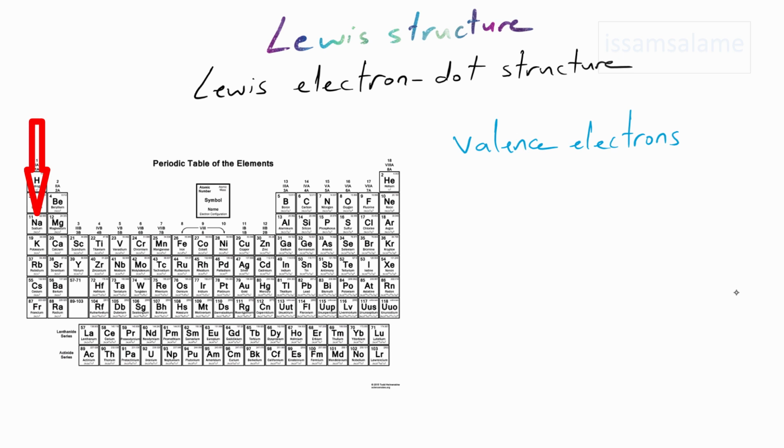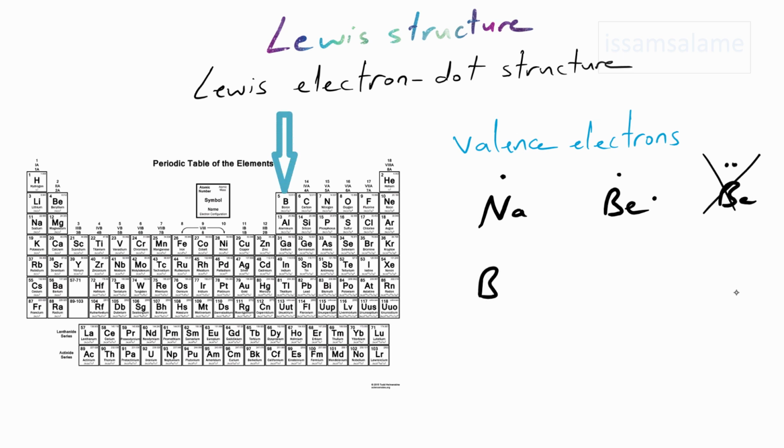For example, since sodium belongs to group 1, its Lewis structure is going to be like this. Beryllium belongs to group 2, its Lewis structure is going to be like this. And as you noticed, we don't begin to pair electrons on one side until all four sides have one dot. So the Lewis structure for boron, which belongs to group 13, is going to be like this. And carbon in group 14 is going to be like this, with one dot on each side. And after having one dot on each side, we can start pairing electrons now.